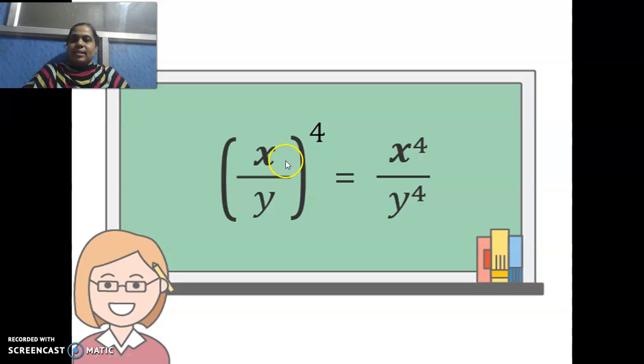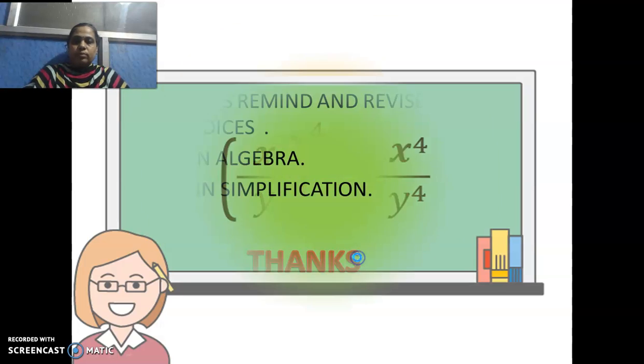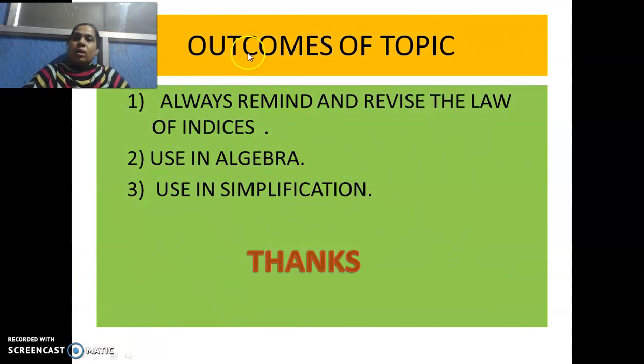I take a simple example, x upon y raised to 4. How do I simplify? X raised to 4 upon y raised to 4. Here the same number goes to the index of both the variables in the fraction form. The outcome of these topics is to always remind and revise the laws of indices used in algebra and in simplification. Thank you very much for this.